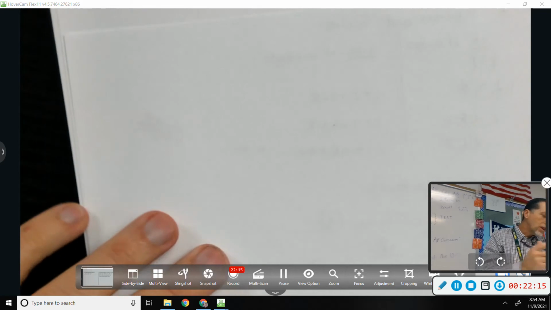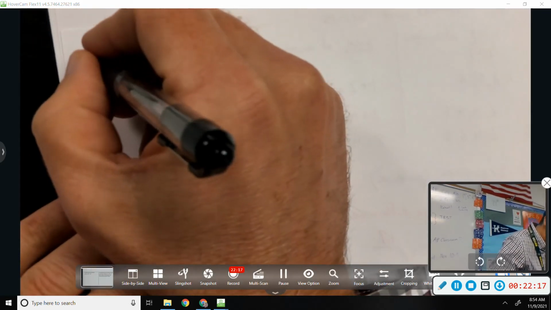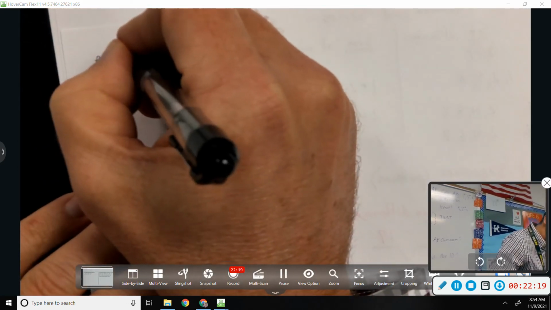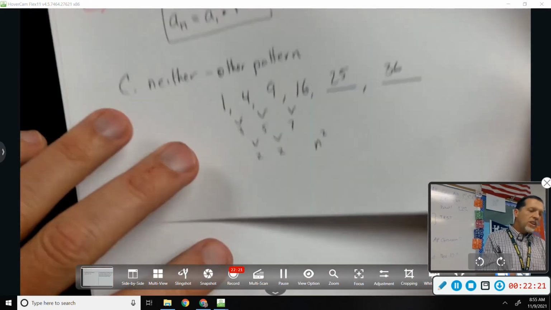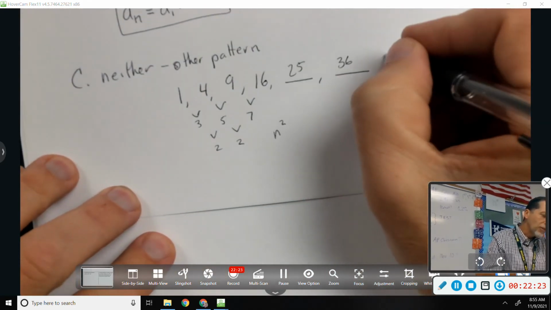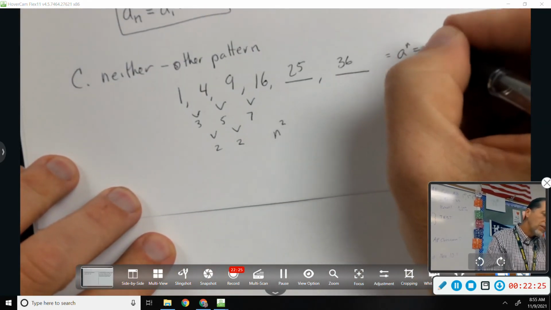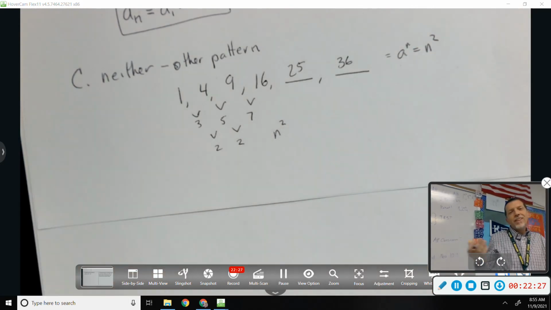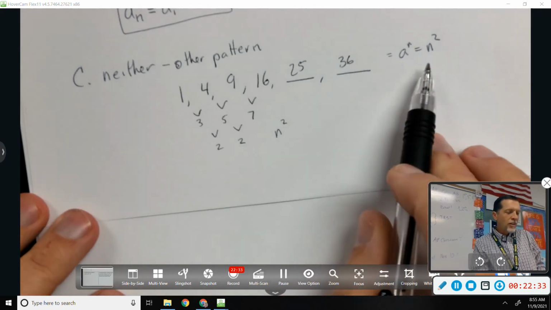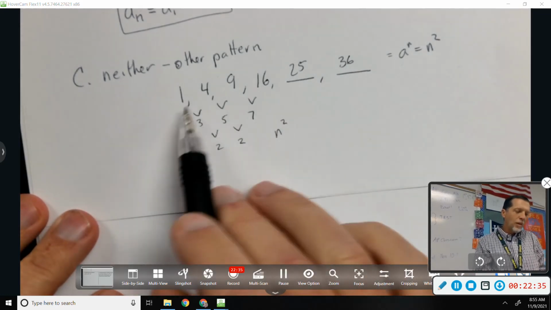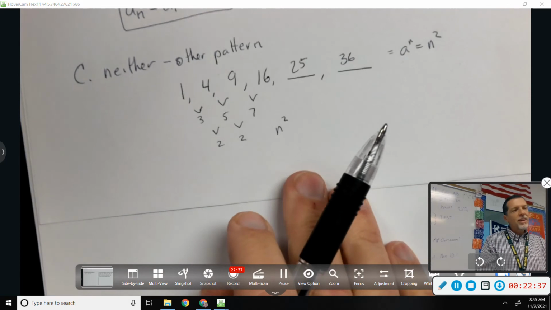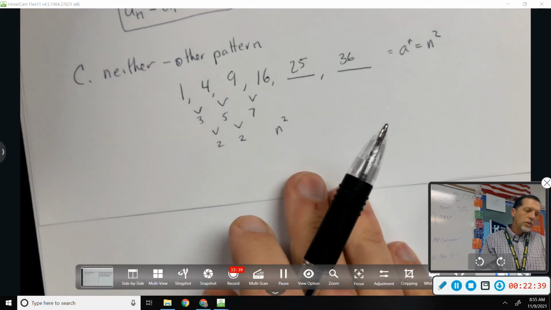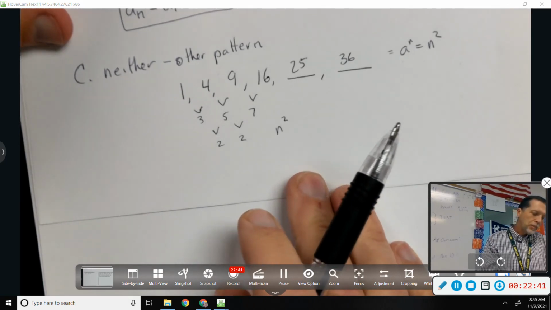All right, so what the problems will look like today. So C doesn't have a formula, well, this one has a formula, a sub n equals n squared, but that just happens to work for that particular one. So sometimes you can figure out a formula, sometimes not. Sometimes you just figure out what's going on, and you don't get a formula, but you can figure out what the next term is.